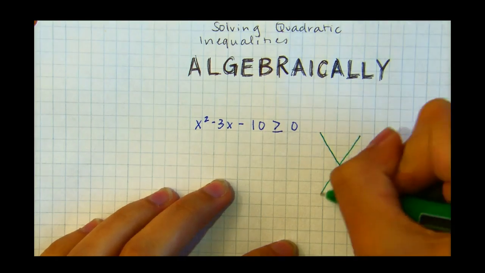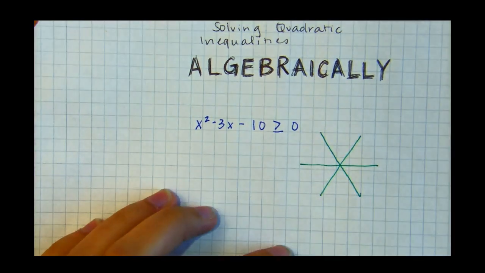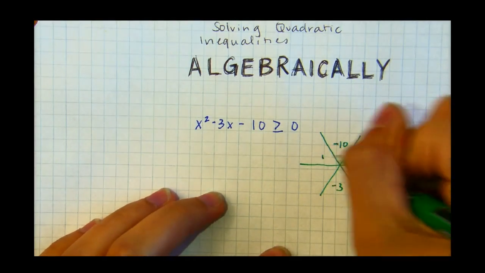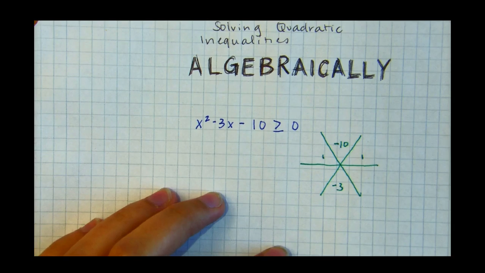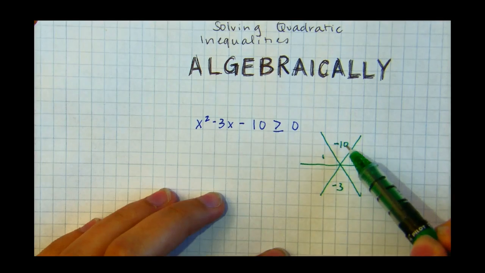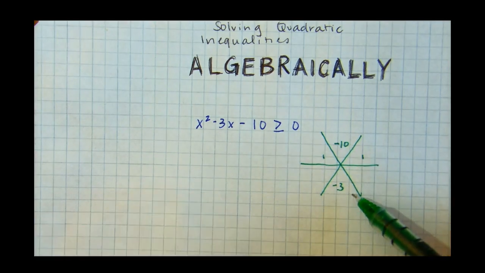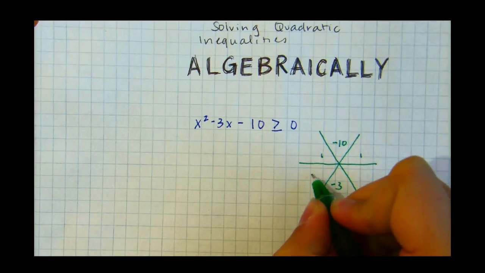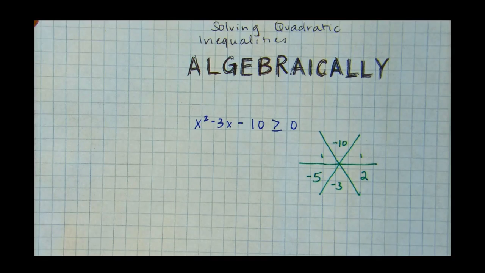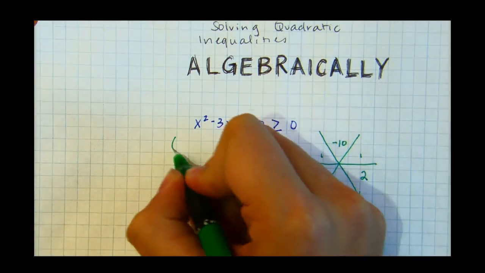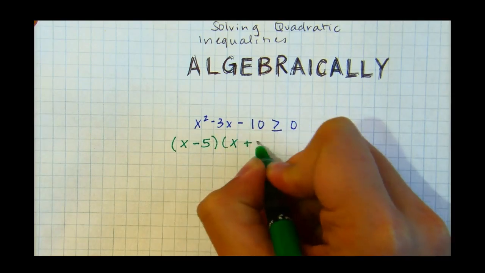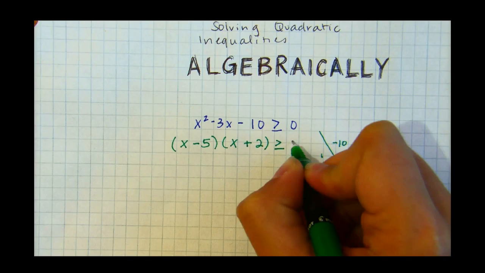So off to the side, I'm going to do a snowflake. I'm multiplying to a negative 10, adding to a negative 3, and my coefficient of x squared is just 1. From here, I want to think about two numbers that will multiply to a negative 10 and add to a negative 3. Those two values are going to be negative 5 and a positive 2. So my two factors are x minus 5 and x plus 2 is greater than or equal to 0.